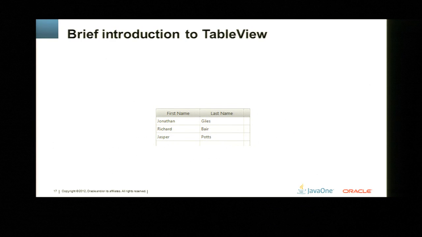And the end result is what we've seen a number of times already. It's a table view with 2 table columns and 3 rows of data. And each column knows how to get the first name and the last name.